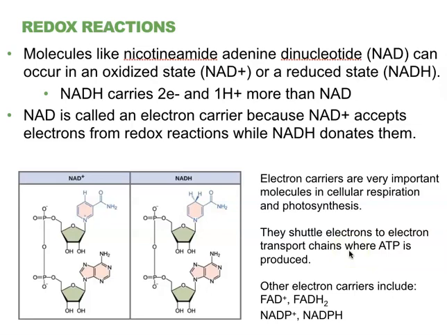Now, there are other electron carriers, and what I want to make sure you see here is, if here's NAD, NAD can also be found as FAD to FADH2, NADP, NADPH. Primarily, we're going to see these in distinct locations, so when you see them pop up, pay attention to where they are.